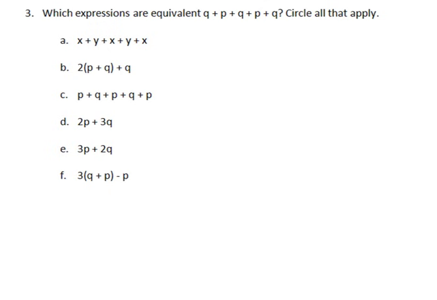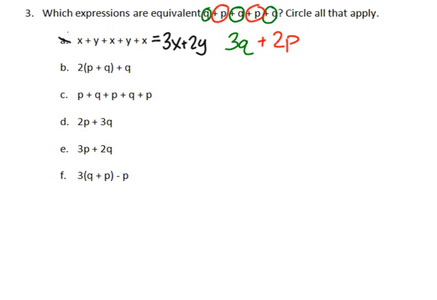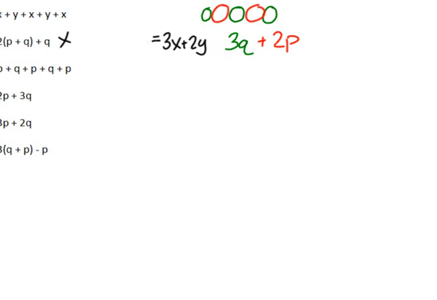All right, part 3, which expressions are equal to that expression? I'm going to combine like terms. So Q plus Q plus Q is 3Q, and P plus P is 2P. So I need any of the ones that equal 3Q plus 2P. All right, part A, that one's going to simplify down to 3x plus 2y, which is definitely not equal to 3Q plus 2P. Those have different variables.